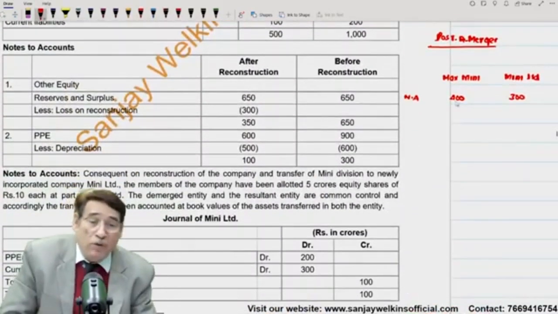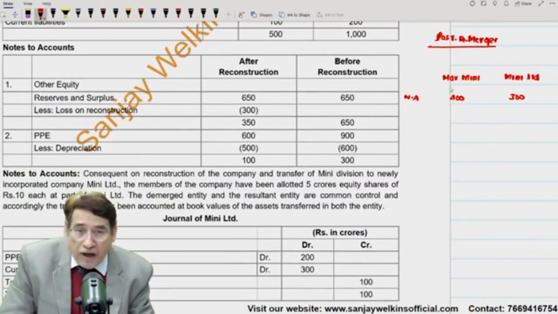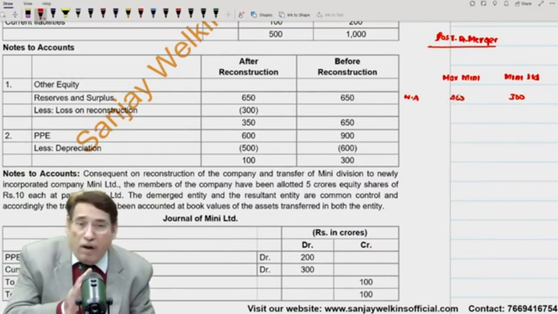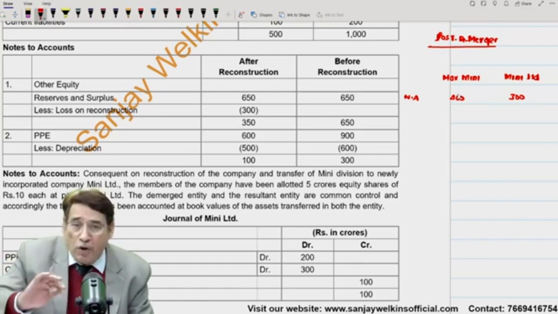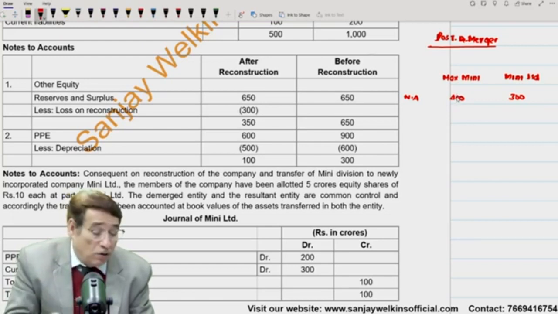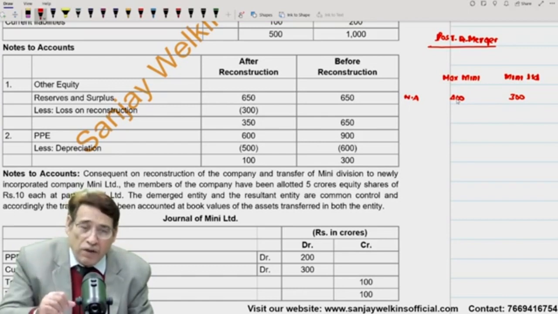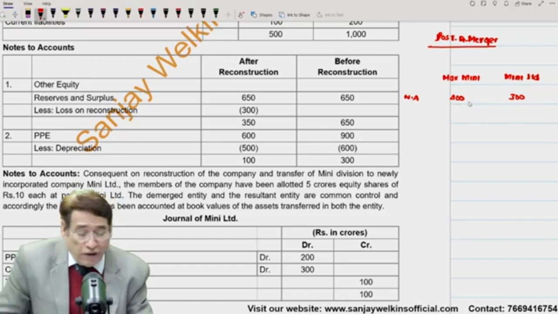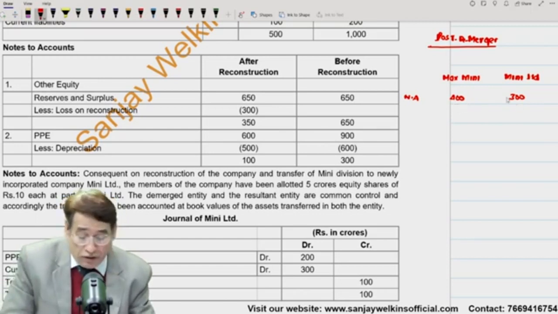Similarly, you can compute the net assets of Max Mini Limited. You look into the balance sheet which you have drawn out after the demerger. You have already drawn out the balance sheet of the demerged entity after the demerger. So look over there, simply take into account the net assets, and you'll find the net assets are equal to 400 and 300.